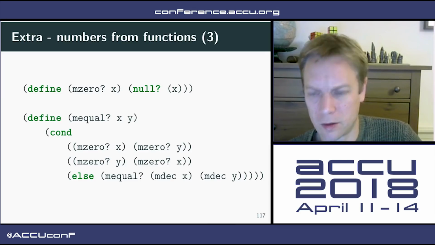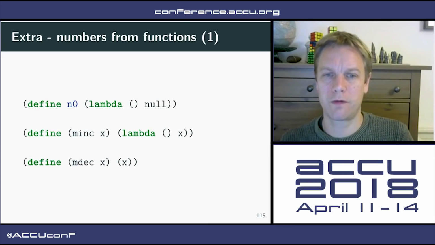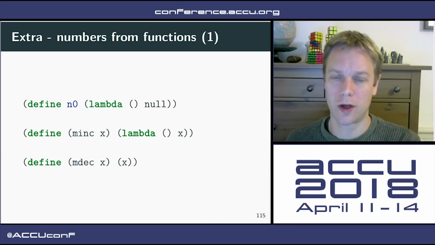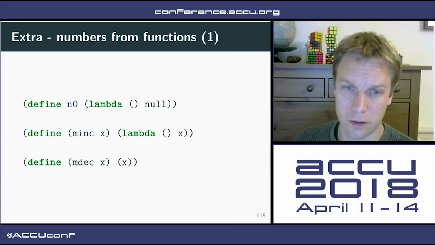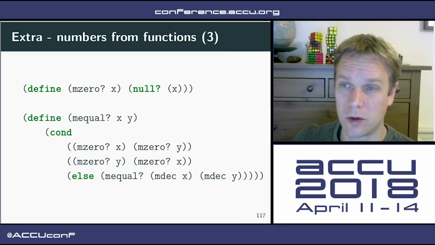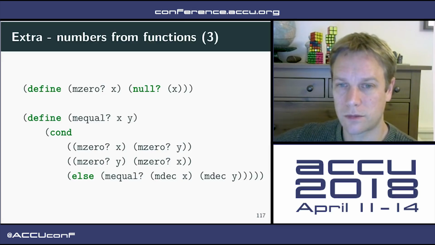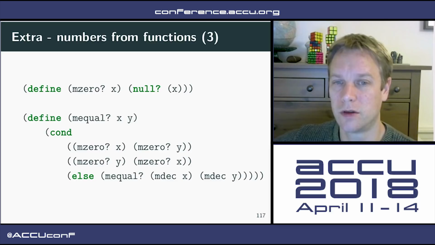You'll remember, I hope, that we defined n0 to be a function that when called returns null. So the m0? function basically calls the thing it's given and checks, is the answer null? So that will indeed return true when you give it n0.